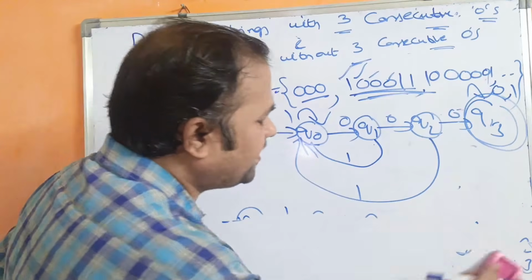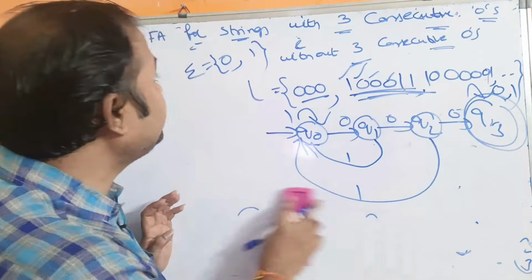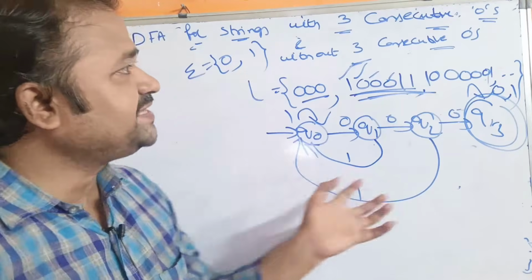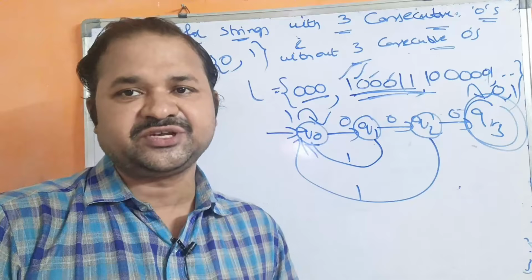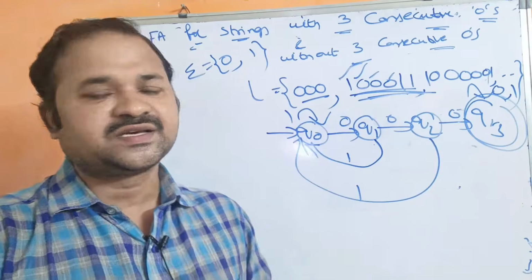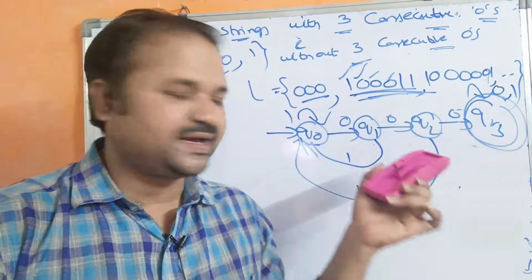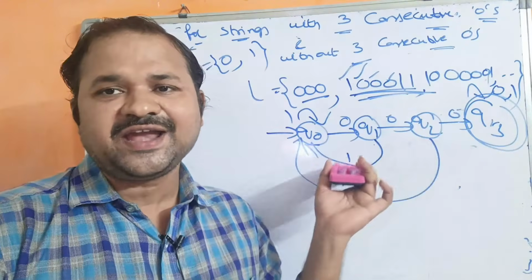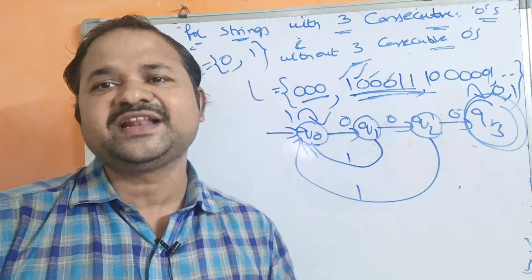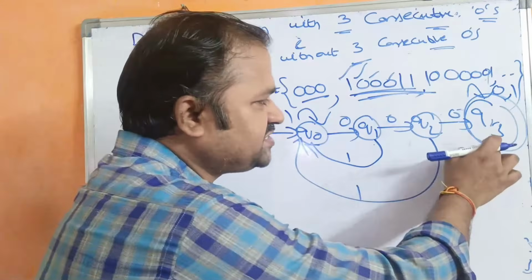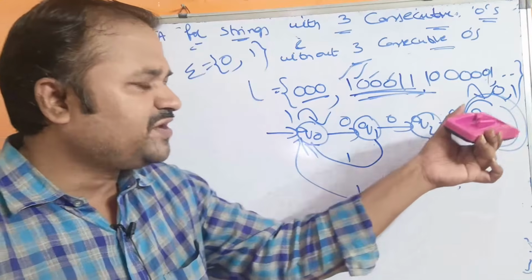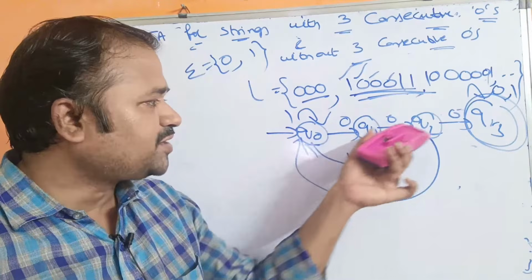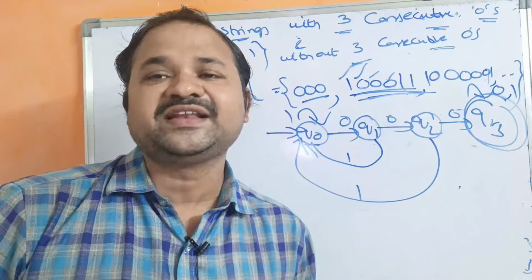Now let us see the second example. What is the second example? We have to design a DFA for the strings without 3 consecutive zeros. Without means we have to simply make the final state a non-final state and the non-final states final states. Here we have one final state, that is Q3. So we have to make this a non-final state, whereas we make Q0, Q1 and Q2 the final states.